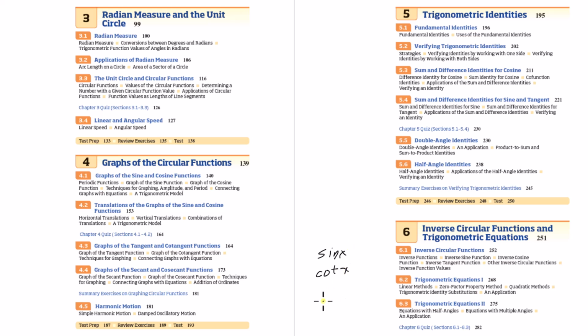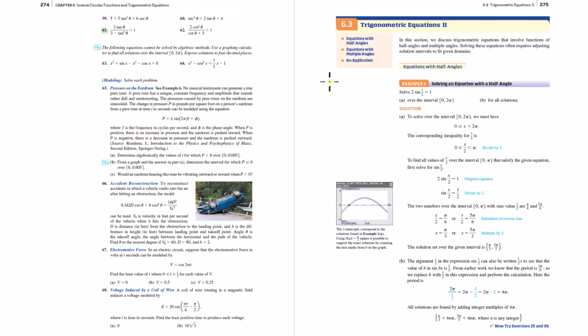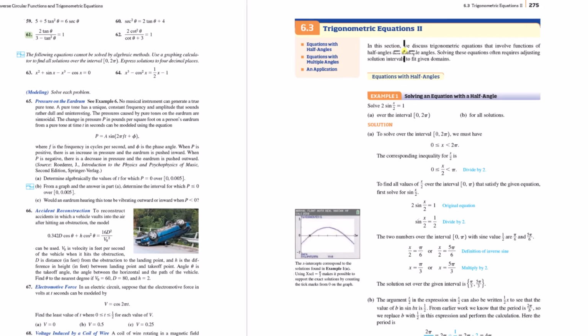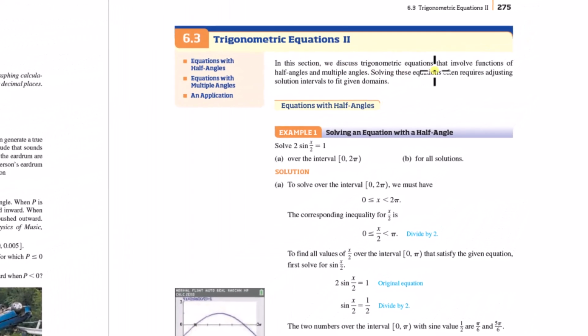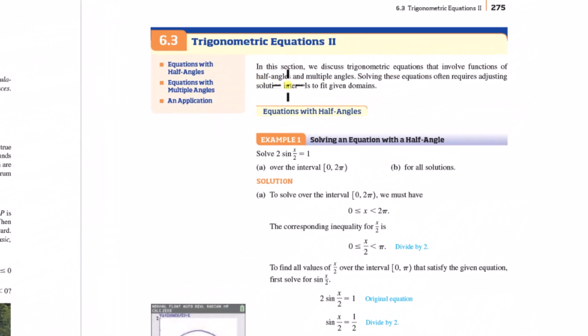So, sine of x divided by 2, etc. All right, in this section, we discussed trigonometric equations that involve functions of half angles and multiple angles. So like a half angle, it's sine of 1/2 of x, tangent of 1/2 of x, and then multiple angles is sine of 3 times x, etc. Solving these equations often requires adjusting solution intervals to fit given domains. Okay, so we'll see what they mean by that as we go through these examples.